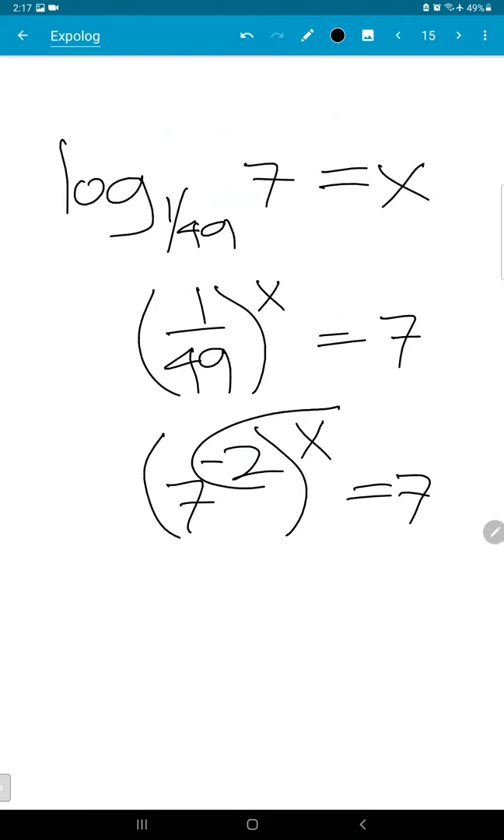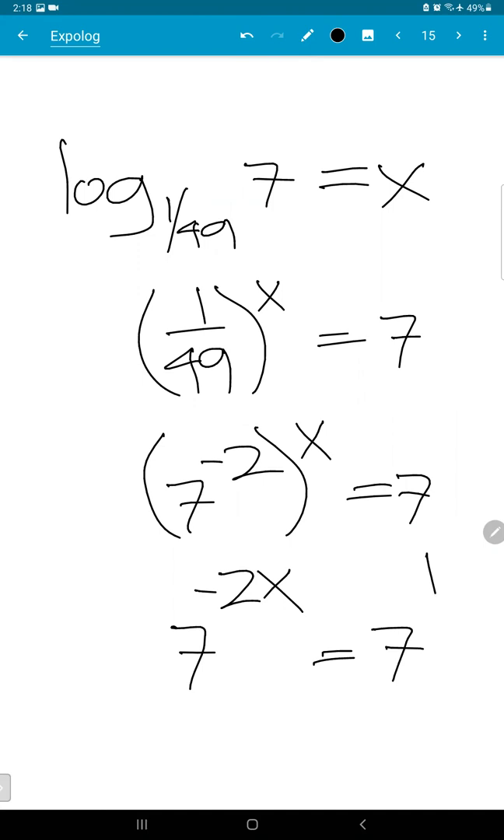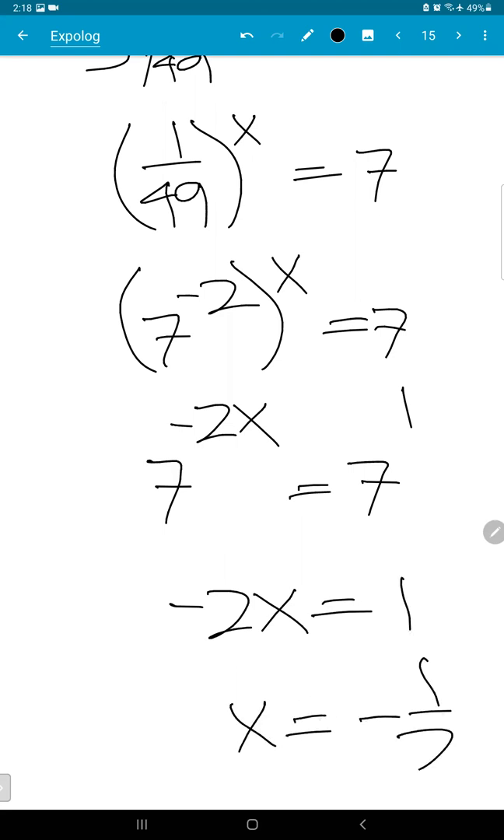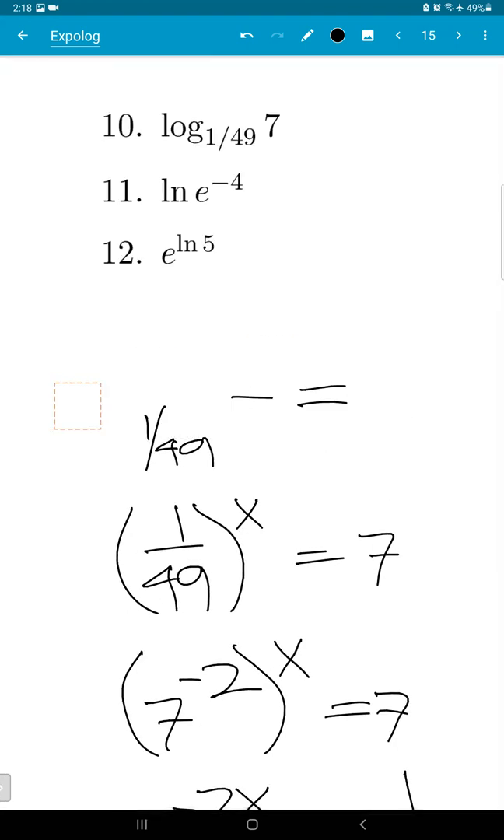And then you multiply the exponents again. 7 to the -2x equals 7. You compare the exponents, because you already have the same base there. -2x equals 1, so x equals -1/2. Not done yet. Number 11.